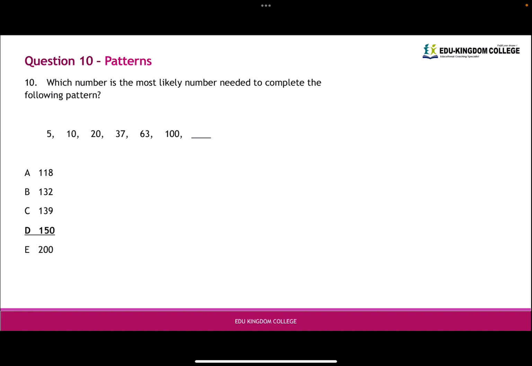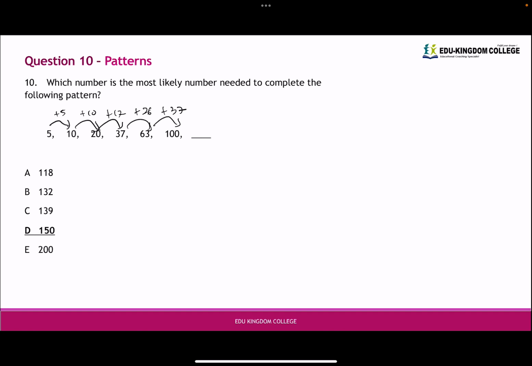Last question, which number is the most likely number needed to complete the following pattern? So this one was a little bit weird. We didn't exactly find a pattern for it. More so 5 is, this is plus 5, plus 10, plus 17, plus, I believe this was plus 26. And then this is plus 37.